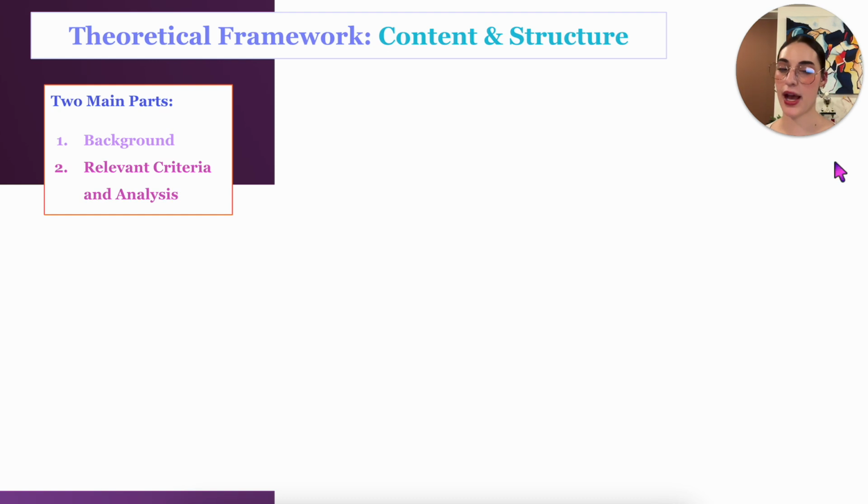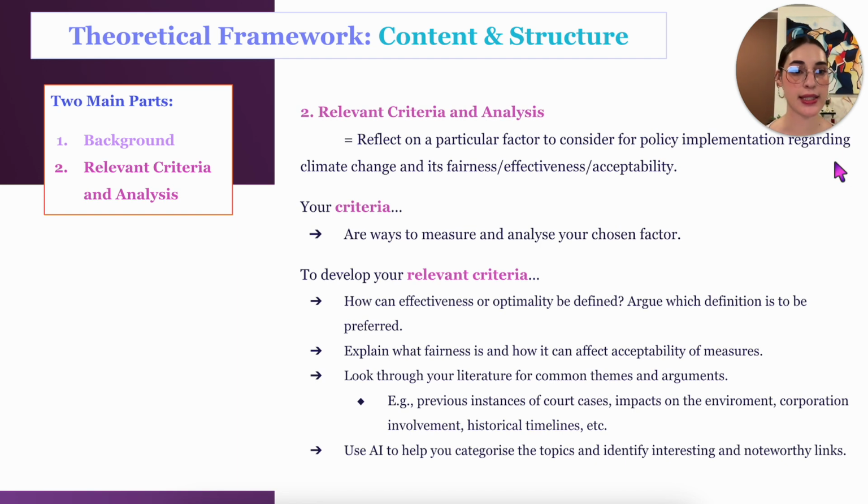So after you have defined your key concepts, then it is really the moment to find or define key terms or concepts that are actually going to help you evaluate your research question. And that is essentially what the criteria section is about. So you really want to, in the criteria and analysis part, reflect on that particular chosen factor to consider for policy implementation regarding climate change, and of course the fairness, effectiveness, acceptability, so that particular factor. So essentially your criteria are ways to measure and analyze your chosen factor and how it relates to policy implementation and climate change as well.